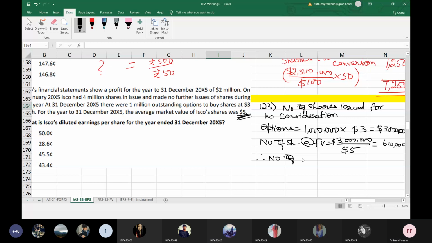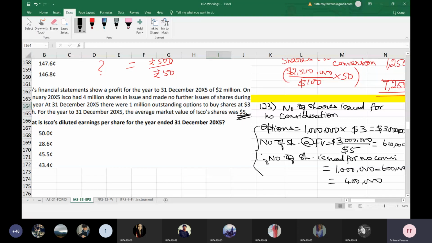Yes, ma'am. Number of shares issued for no consideration, that is free, is equal to this. I have 1 million options, but on only 600,000 I'm paying the original cost. So actually I got 400,000 extra. To avoid this confusion, the second method is very easy.